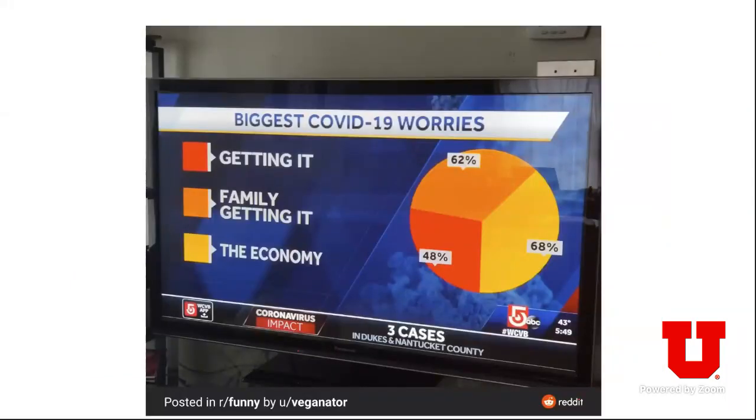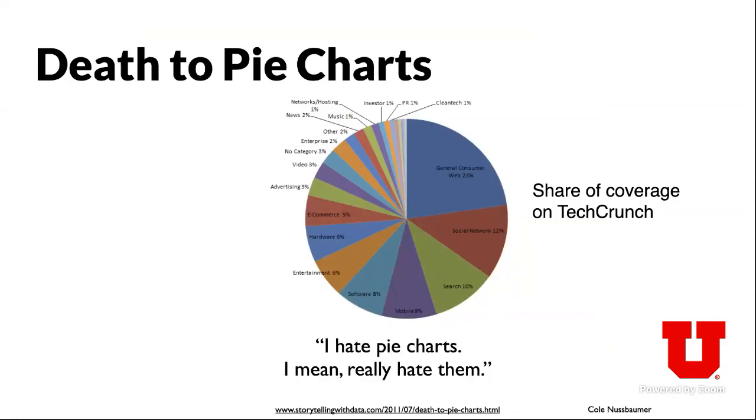Here's another one, a COVID one. We have biggest COVID-19 worries: getting it, family getting it, and the economy. And again, it doesn't add up to 100%. So don't do pie charts if you have surveys where you allow multiple answers, right? This just doesn't make sense. You should just use a bar chart here and you would be fine.